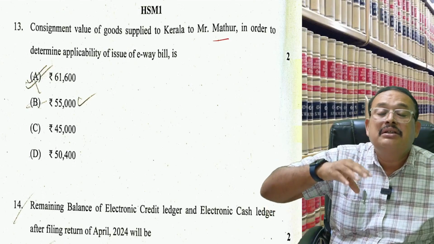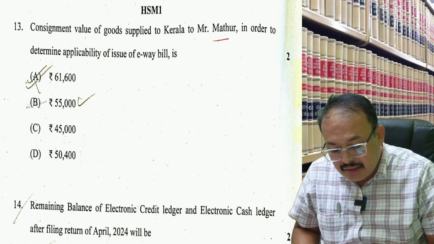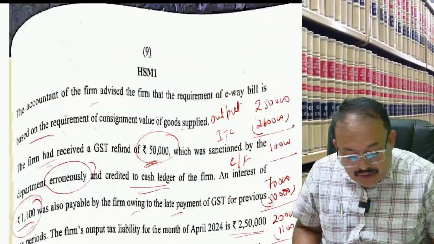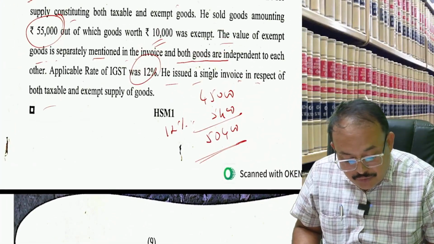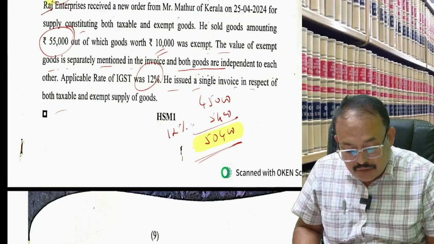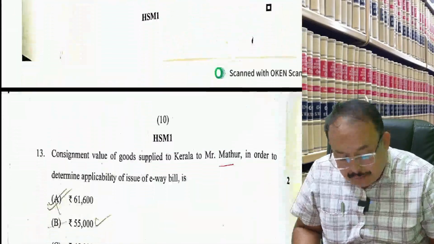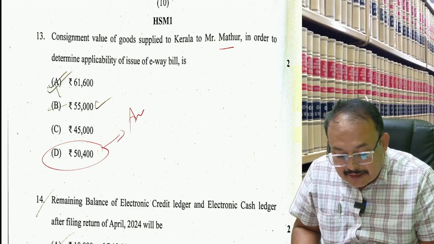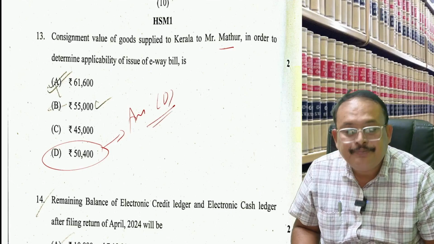That includes the GST. Now here the value is 50,400, which is more than rupees 50,000. So what is the value for the e-way bill purpose? It means 50,400. The right answer here is D.